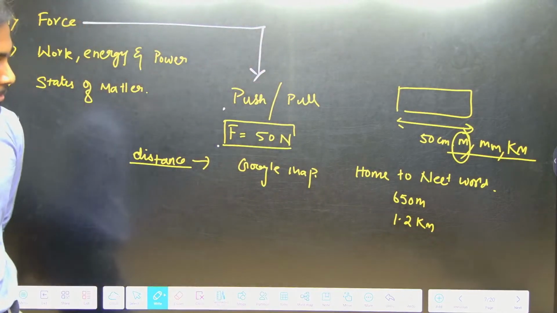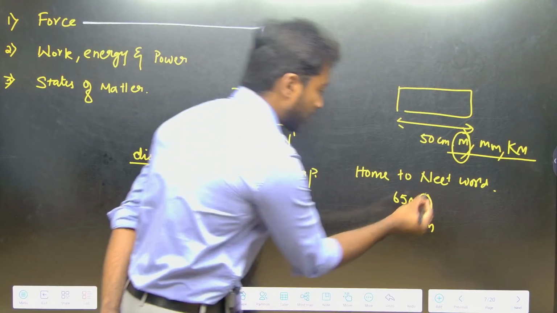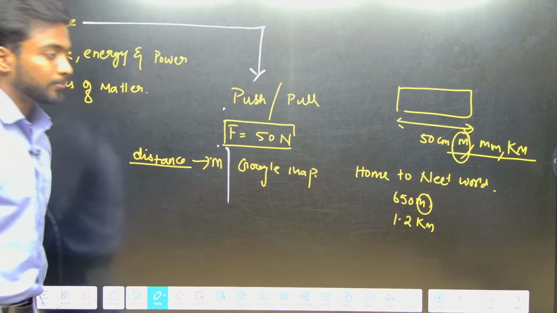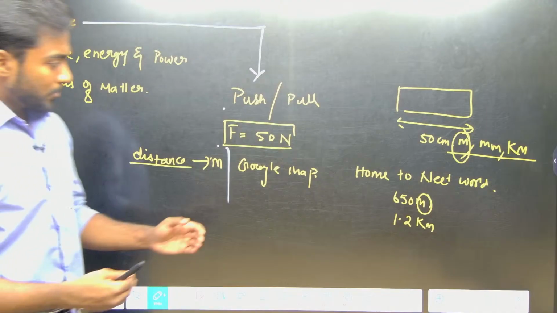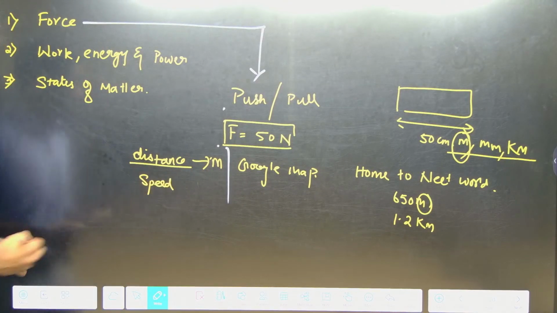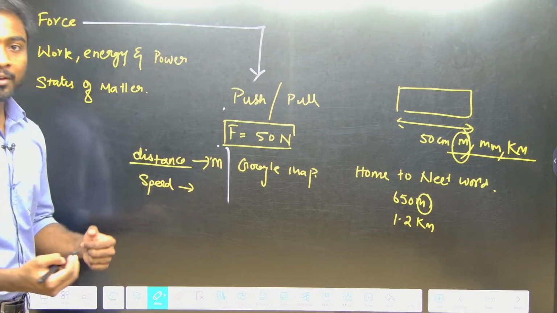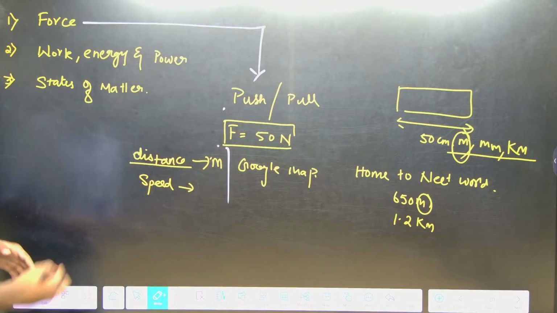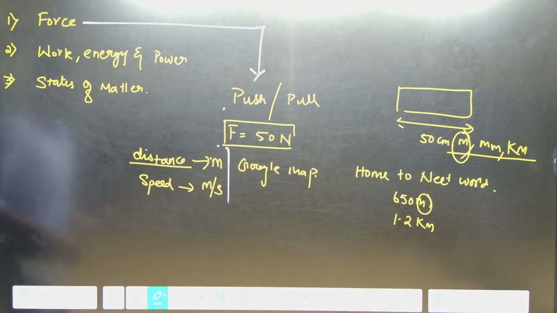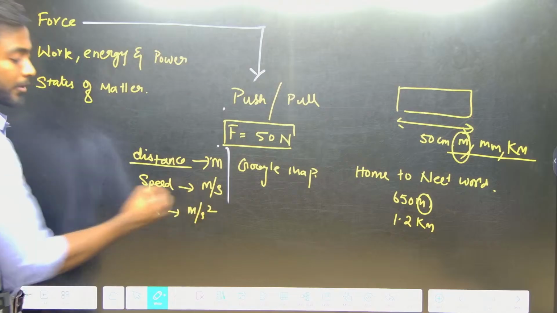So which is the basic term we are using here? That is meter. So usually we measure distance in meters. Okay, then speed. Similarly, we measure speed with respect to distance and time, how much we have traveled in an hour. So we say meter per second. Then acceleration, it is meter per second square.